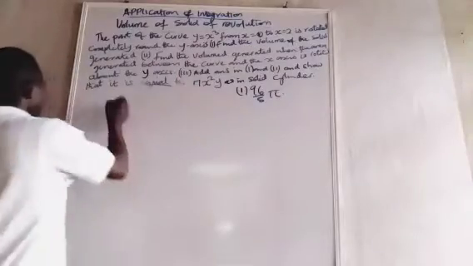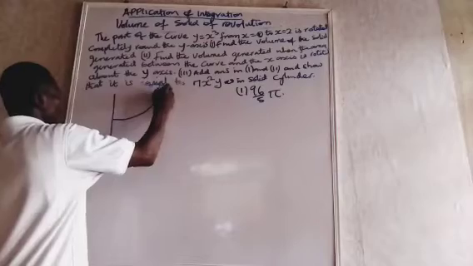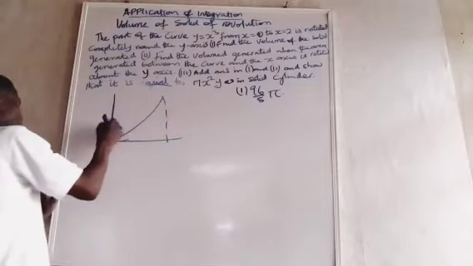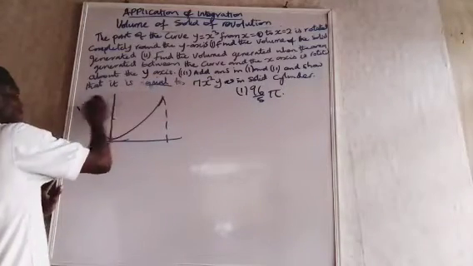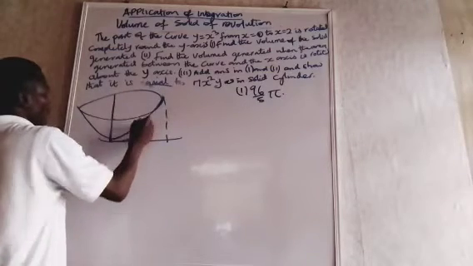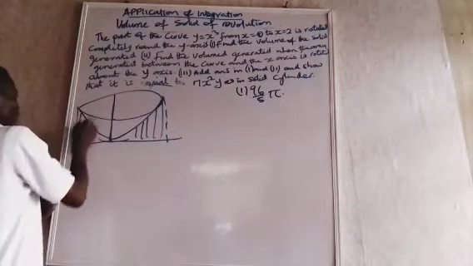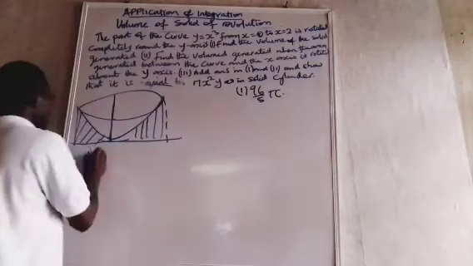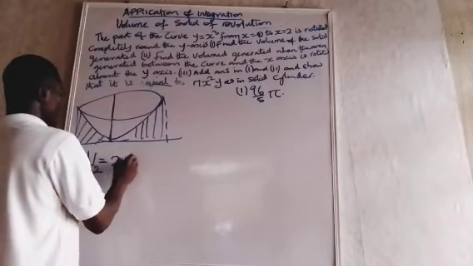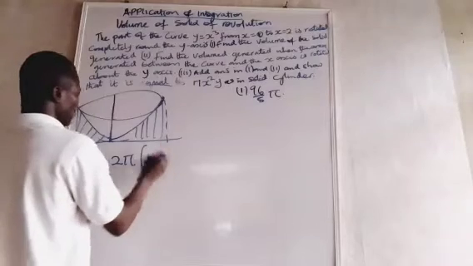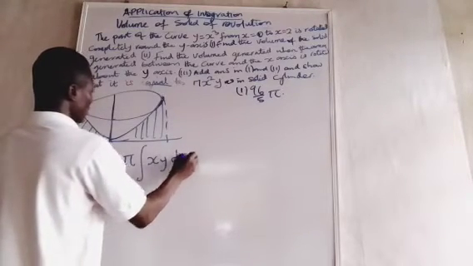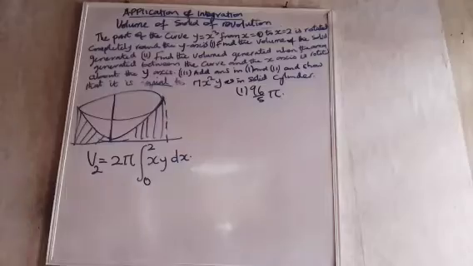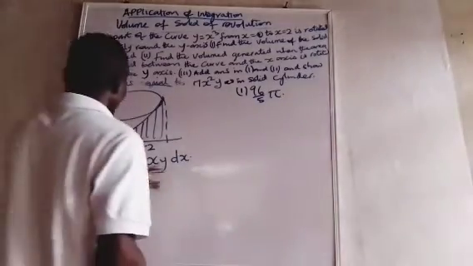Now let's look at the second one. It's something like this, and this shape is now rotated. The volume generated by this one, that is what we are looking for now. And we got the volume the other time to be equal to 2 pi x y dx from x equals 0 to x equals 2. That is the range. So let's continue with this.